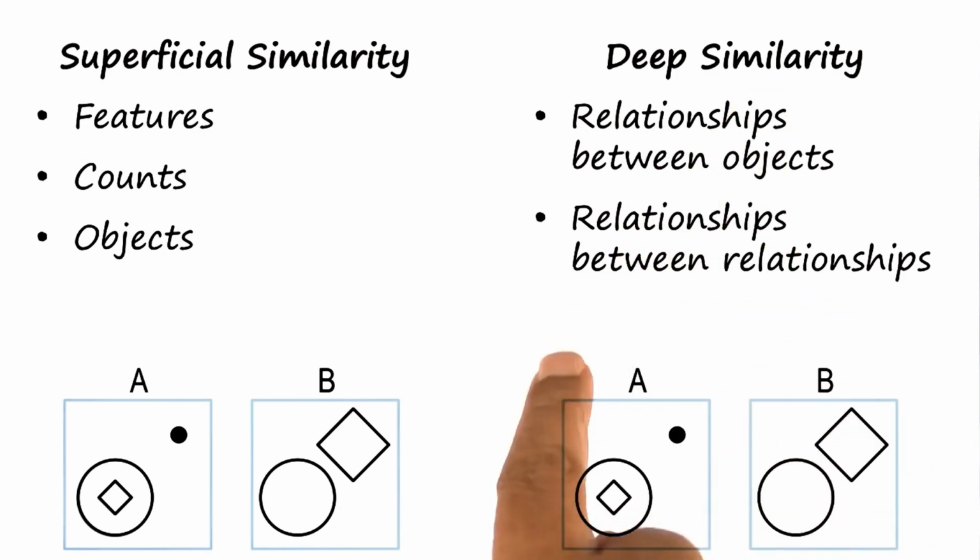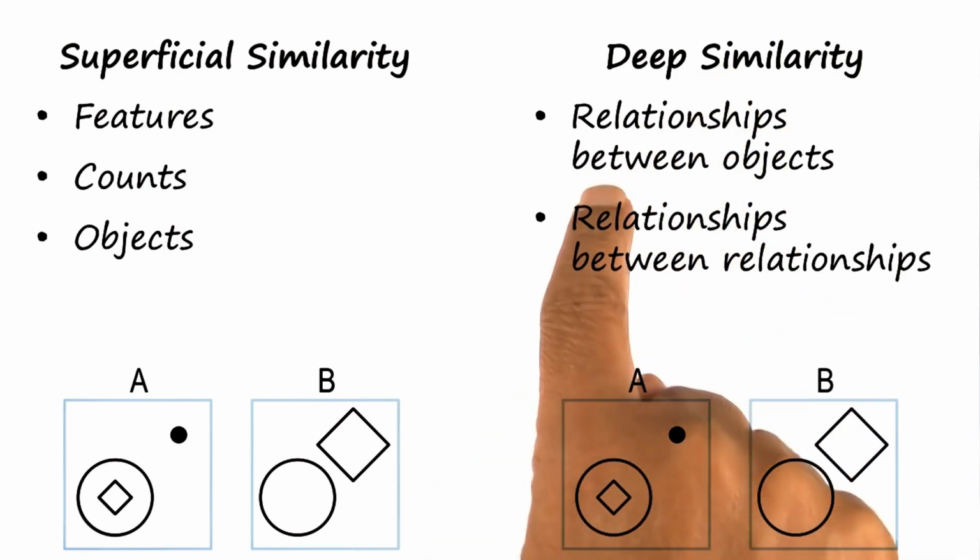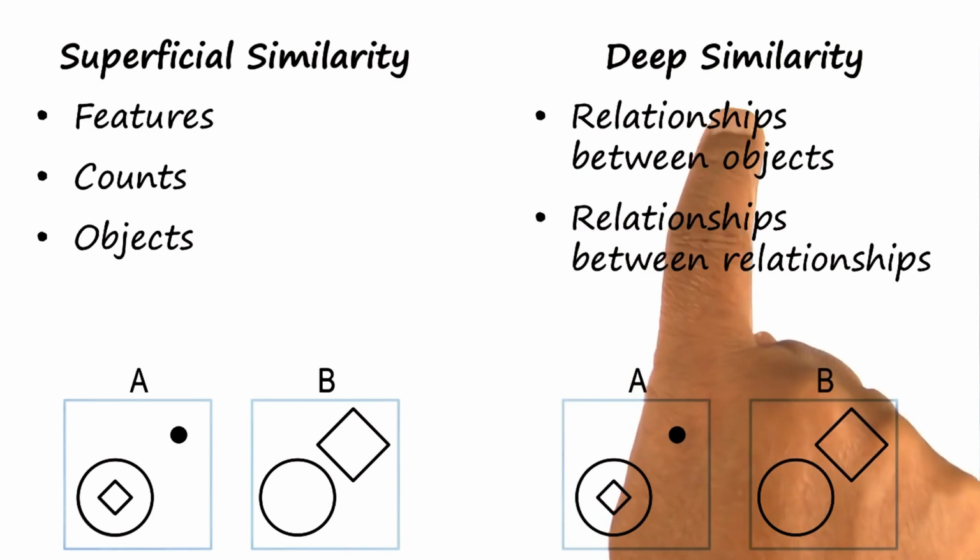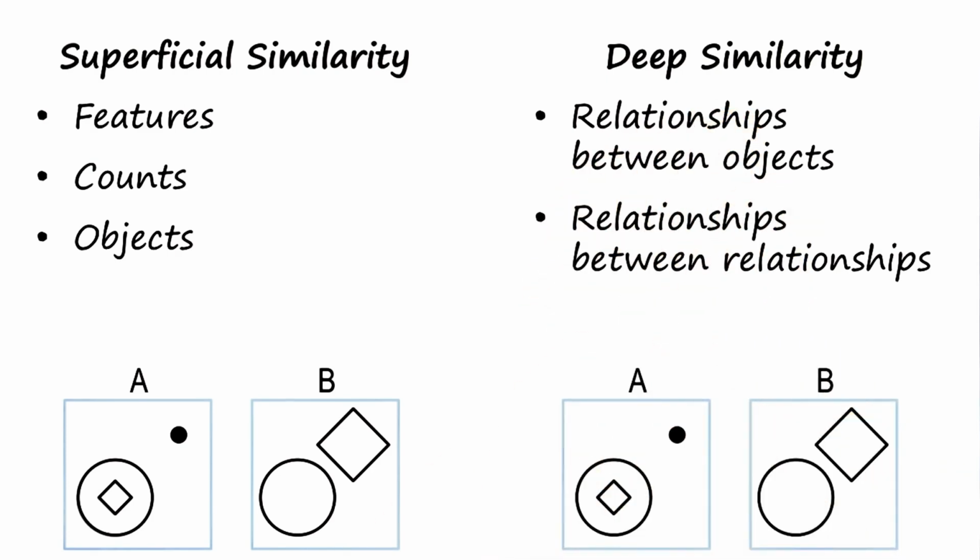Let us look at relationships between objects. Two situations are said to be deeply similar if the relationship between the objects is similar. As an example, A and B are similar in that the dot is outside the circle here and the square is outside the circle here. A and B are also similar in that the dot is above the circle here and the square is above the circle here. What about relationships between relationships?